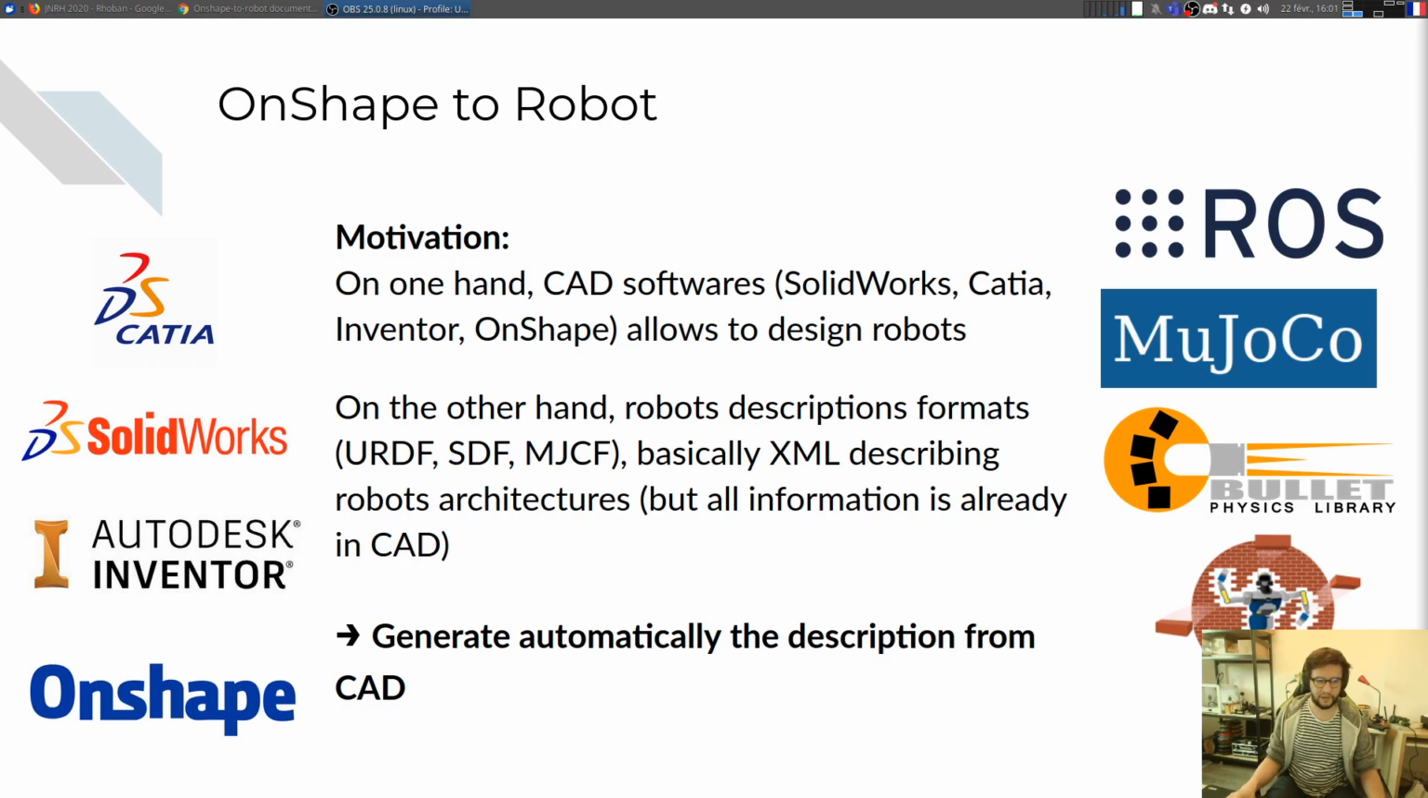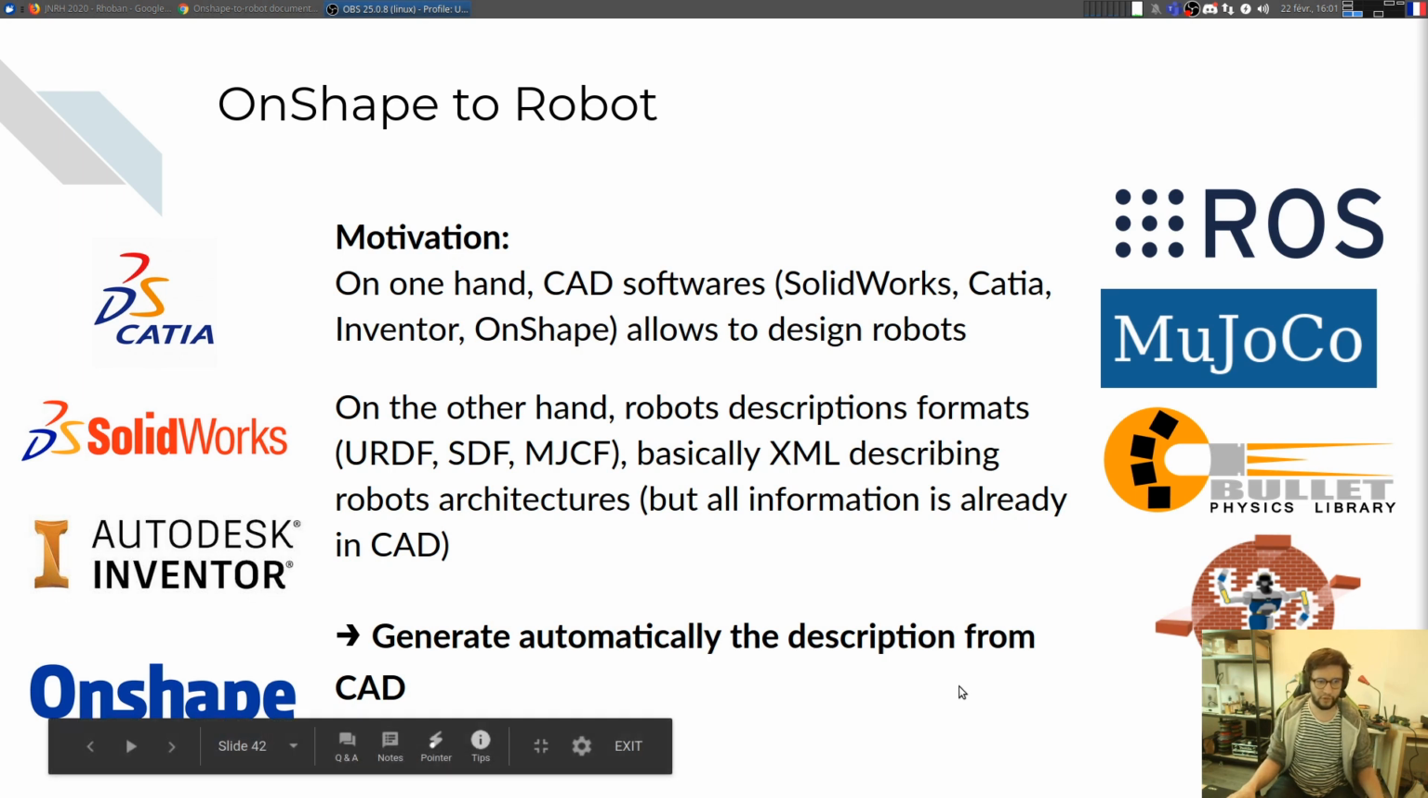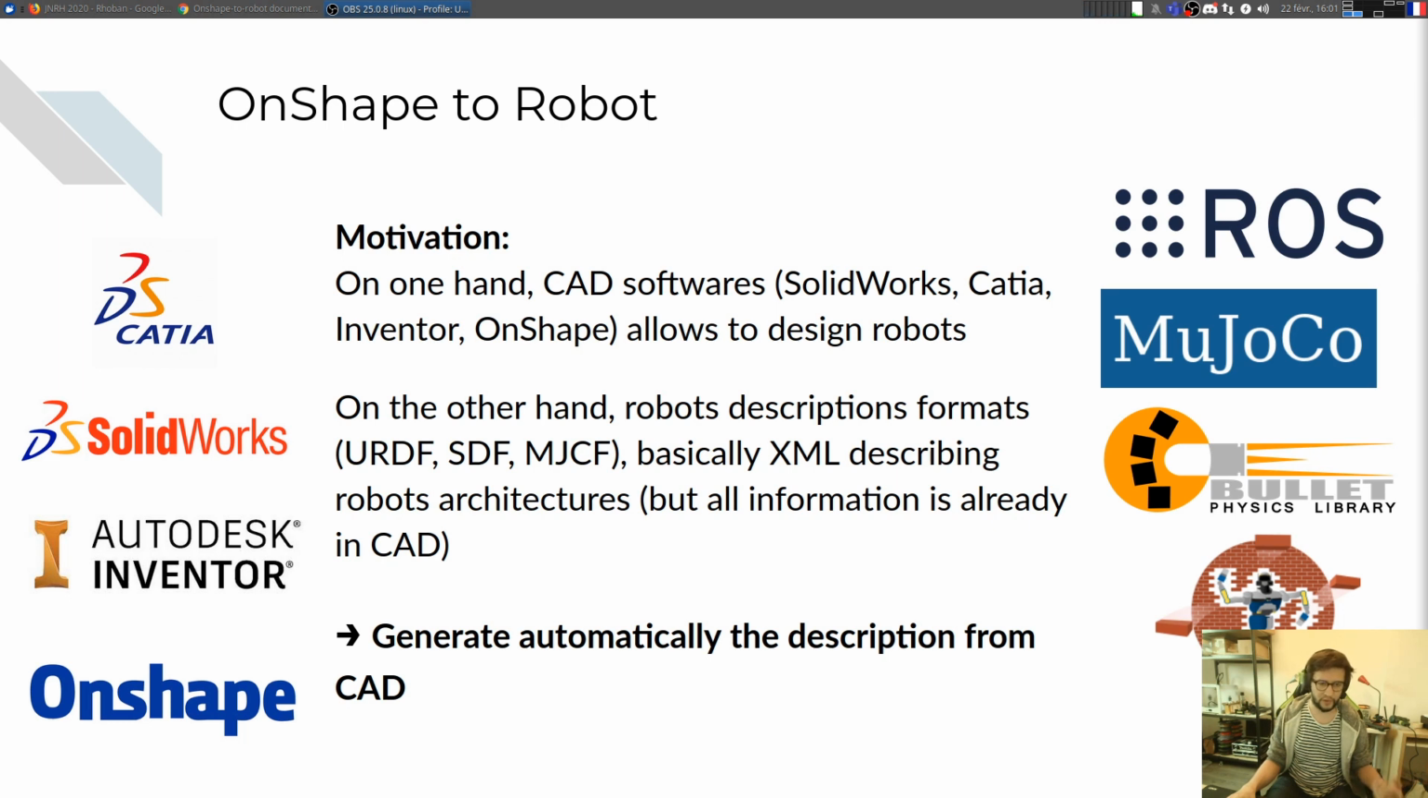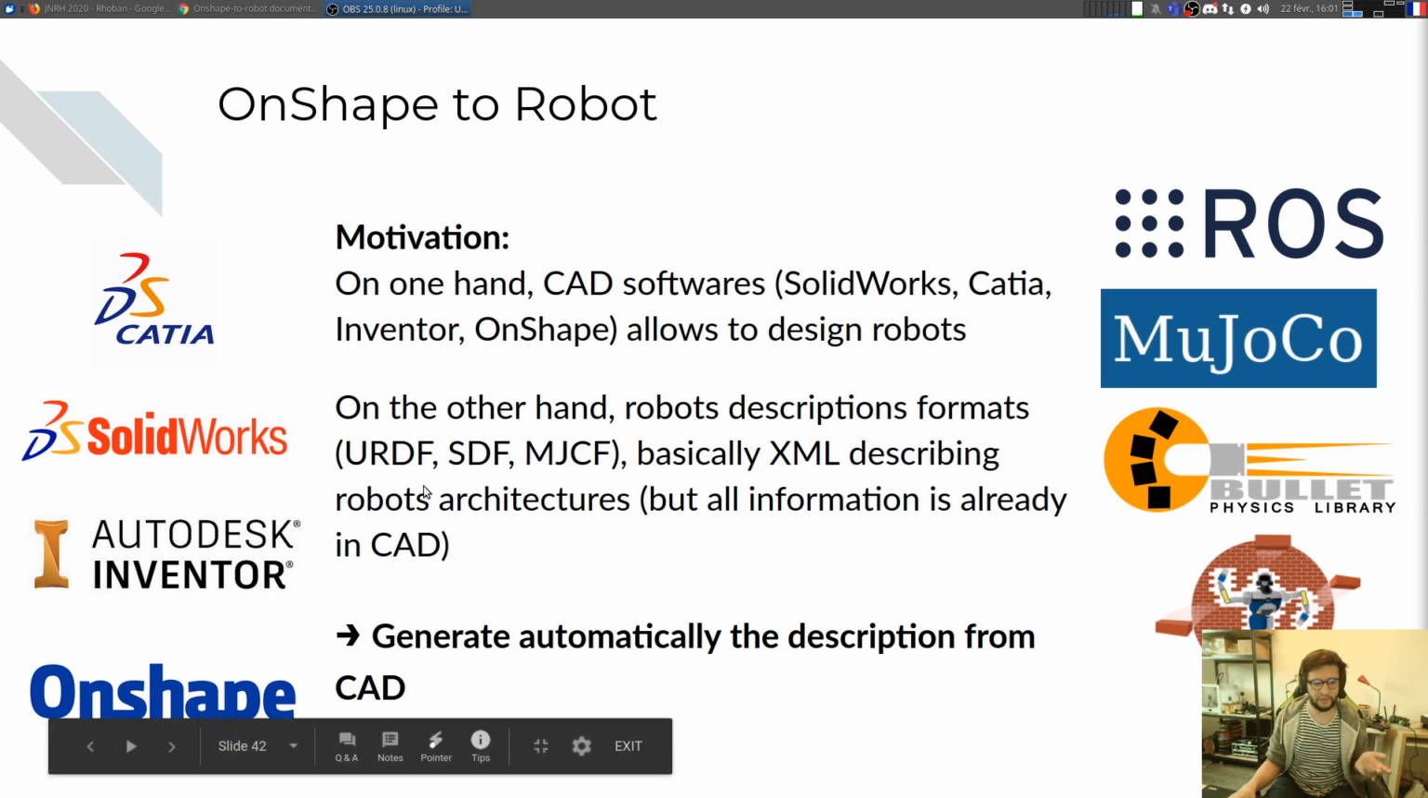Hello everybody, in this video I will be introducing onshape-to-robot, which is a tool I've been working on these previous years. The motivation is to be able to produce URDF or SDF robot formats automatically, directly from the CAD software.